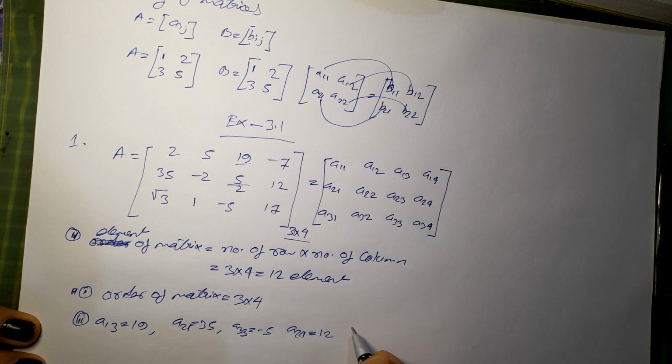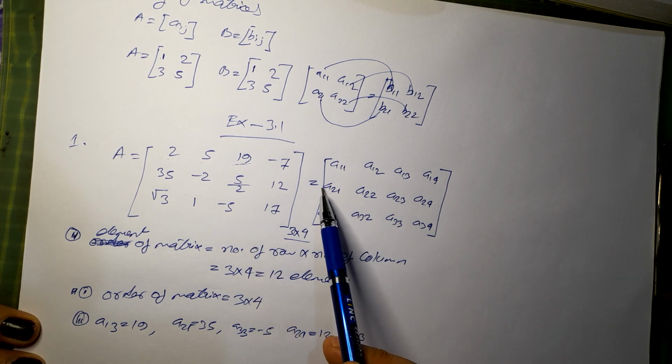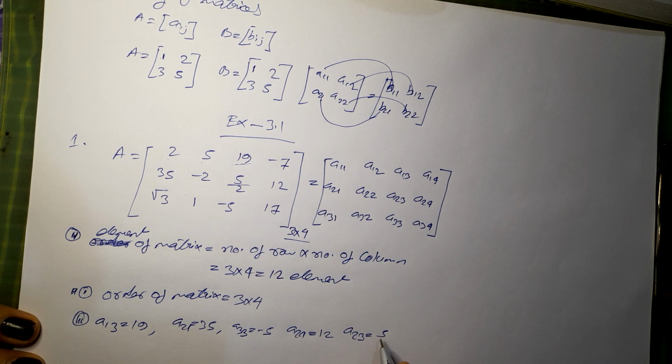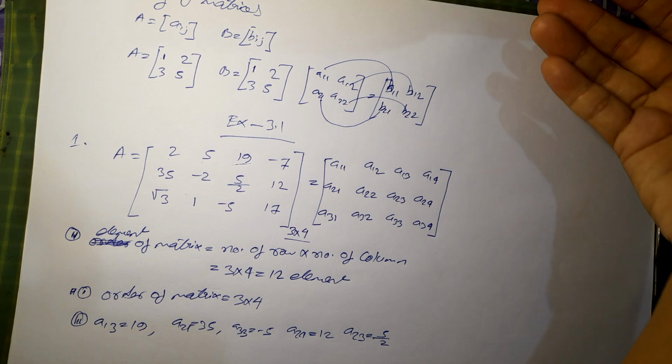Next, A23. Where is the 23? This is 5 by 2. So these are the elements of the matrix. Which one is required to find out? So now question number 2. This is question number 1 complete.